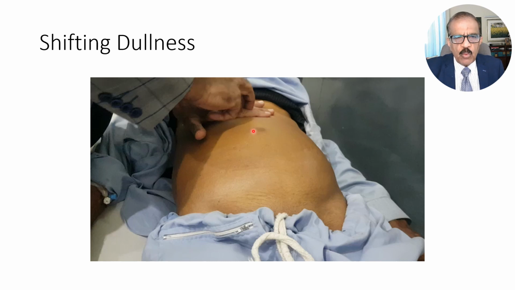Now if you turn the patient to right or left, then intestine will shift, fluid will shift, and this area will become resonant, and then when you come back to this area, this will become dull because fluid has now shifted to the dependent part. This is what I'm going to demonstrate to you in the form of a video.